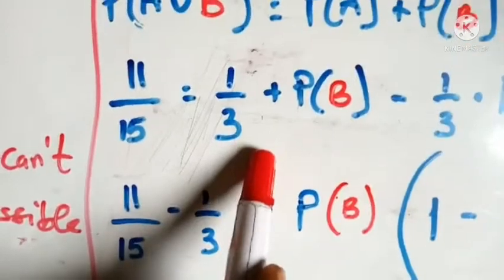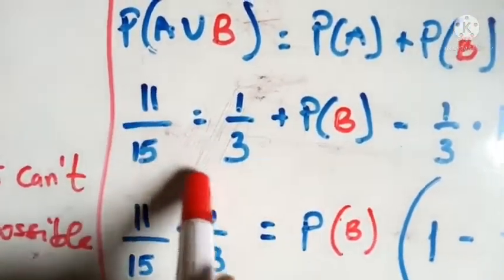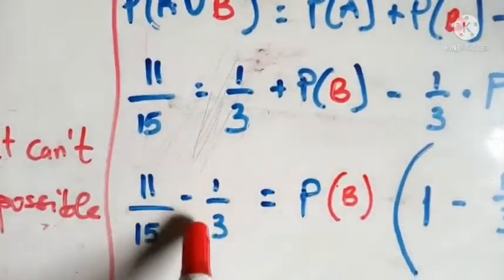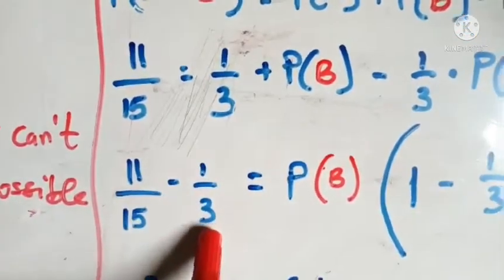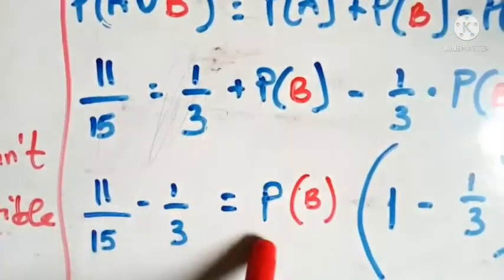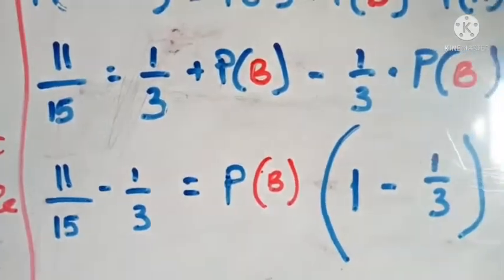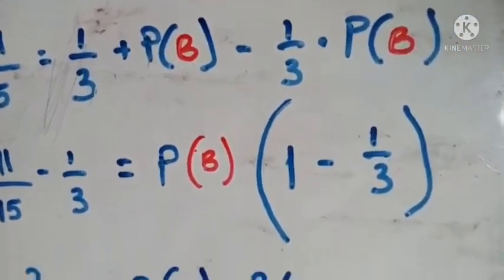11/15. Then this guy has a friend here, right? So let's send this guy to the other side. So that will be what? Minus 1/3, right? Which is equal to, this guy is already there, so that's 3/10. But look at what is happening. Look at what I've done here.